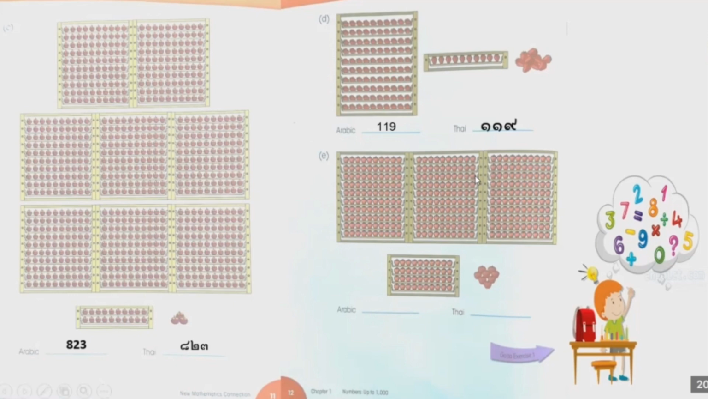How about the apples? How many apples are here? 3 stacks equals 300, plus 4 trays, 40, plus how many apples are here? 1, 2, 3, 4, 5, 6, 7, 8. So that's 348. That's it. It's very easy. I know you can do it.